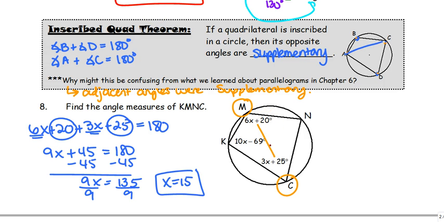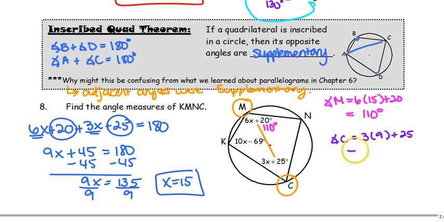And that means we have to plug things in. So to find the measure of angle M, we have 6 times 15 plus 20. And that's going to leave us with angle M as 110 degrees. Now you could go to angle C and say 3 times 9 plus 25 and get that is 70 degrees. Or you could have said, okay, well that's 110 and they're supplementary, then this has to be 70. So you don't have to necessarily plug that in.